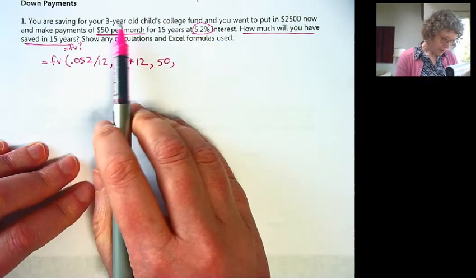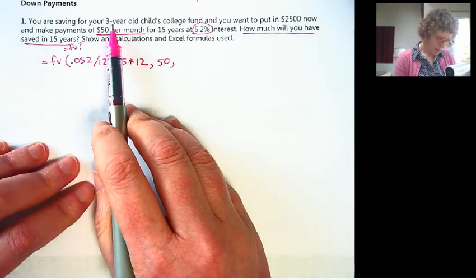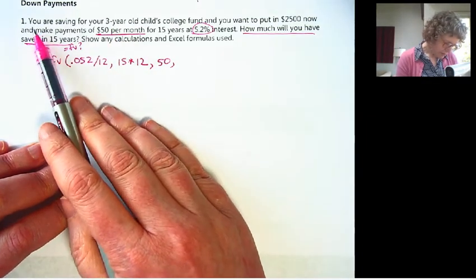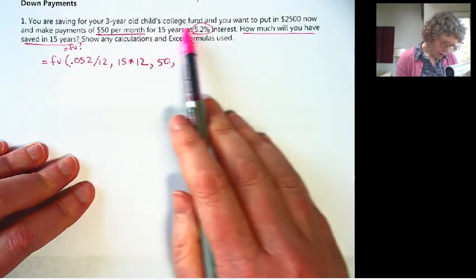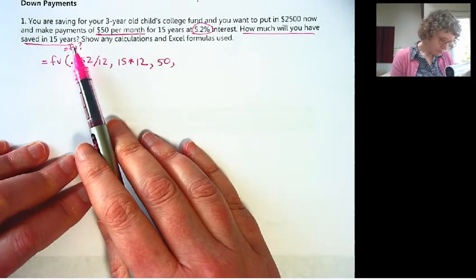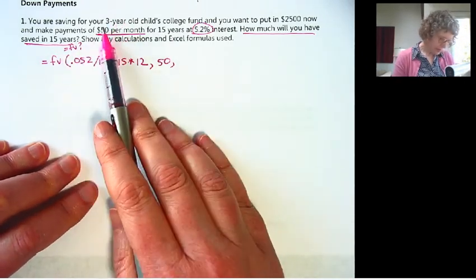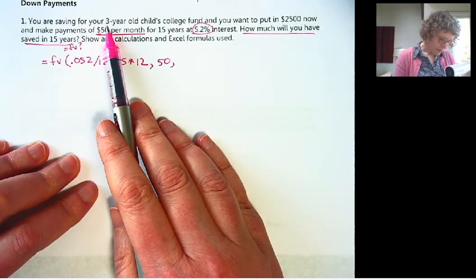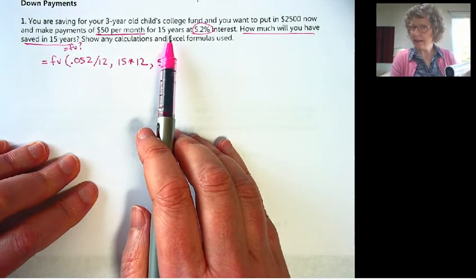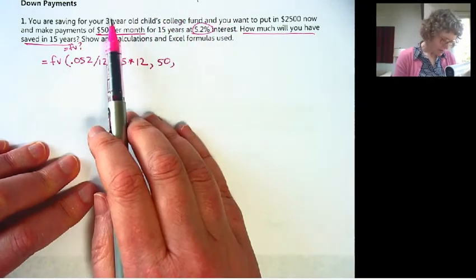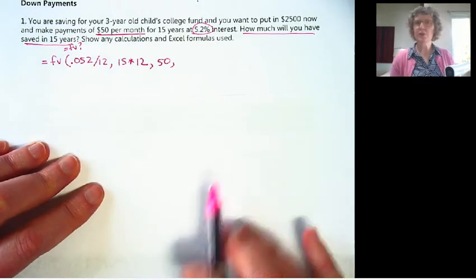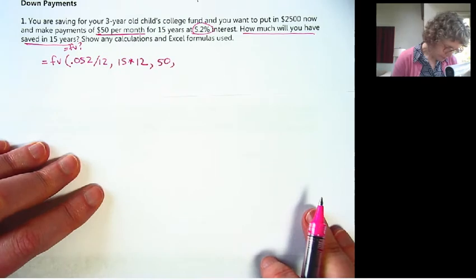What I'm looking for is, do we need to use this 3-year-old? Is there some calculation we need to do? So let's double check this. You're saving for your 3-year-old child's college fund. How much will you have saved in 15 years? Okay, so we don't need to do a calculation with that. If it said, how much will you have when your child is 18? Then we would have had to go 18 minus 3 is 15. But they actually gave us the 15 years. So you might have to do some kind of calculation in the middle of this.